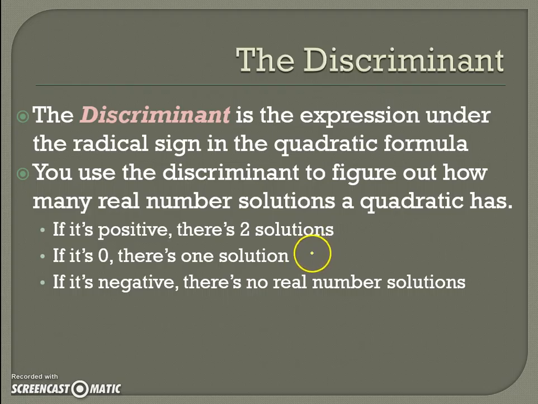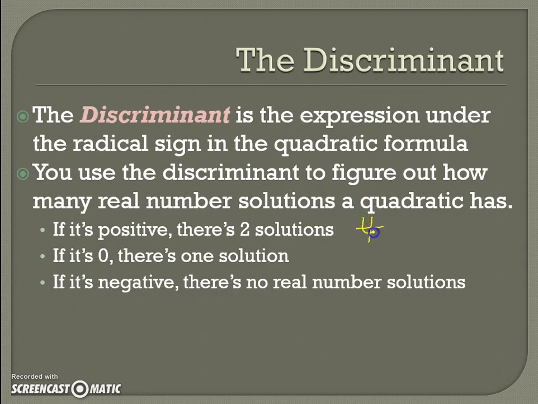And the discriminant. Okay, the discriminant is the expression under the radical sign in the quadratic formula. You use it to figure out how many real number solutions it's going to have. If the discriminant's positive, there's 2 solutions. If it's 0, there's 1 solution. If it's negative, there's no real solutions. This has to do with the way it's graphed.